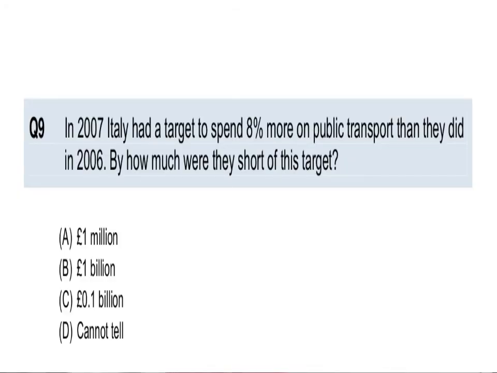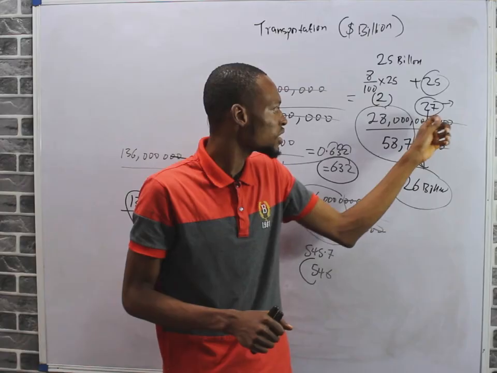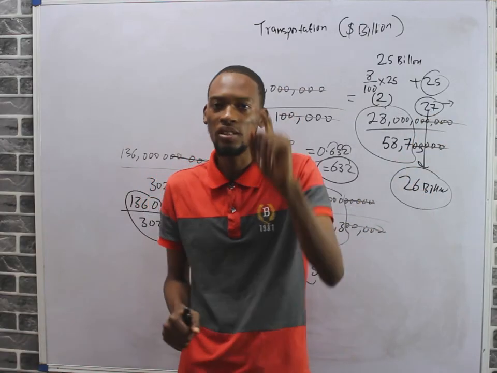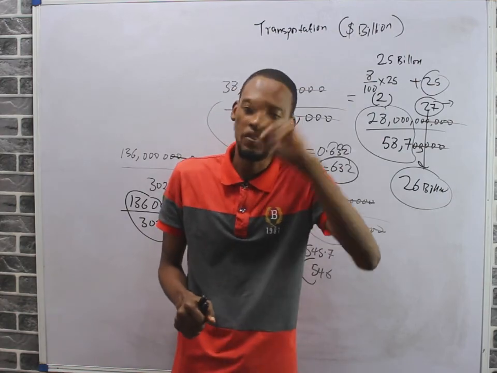You planned to spend an 8% increase, but now you're able to spend only 26 billion. And the 8% increase is 27 billion, which means 27 minus 26 billion is 1 billion. So 1 billion short of the target.